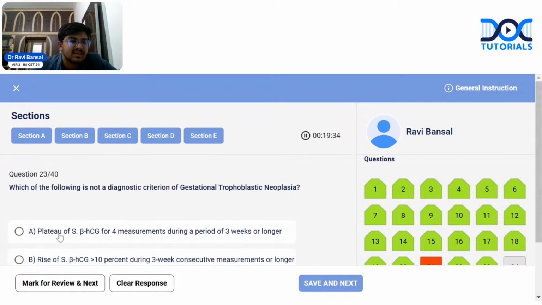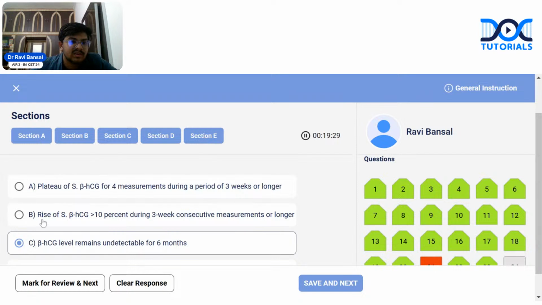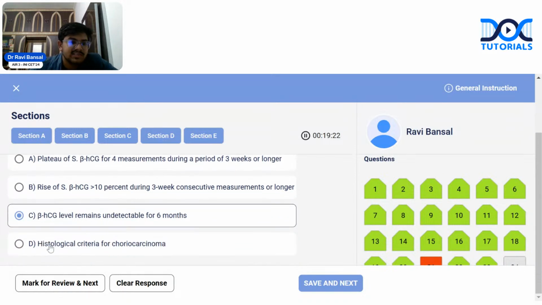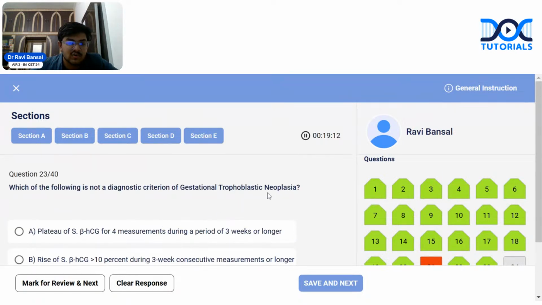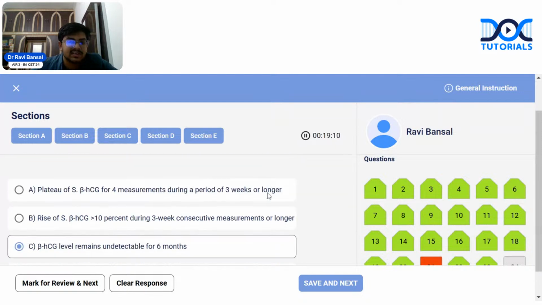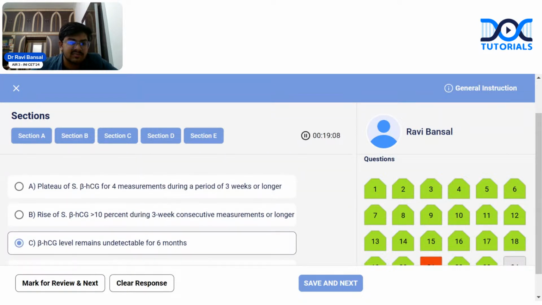If they are plus minus 10% of four measurements of HCG, that's true. If more than 10% HCG rise occurs, this is indicative of GTN. Obviously, histology, you cannot beat histology for any cancer, so histology is obviously a criterion. If beta HCG remains undetectable for 6 months, it is not neoplasia. In neoplasia, it will remain at a plateau, the same, or will increase. This is the good feature of molar pregnancy: HCG becomes undetectable, you are free of GTN.